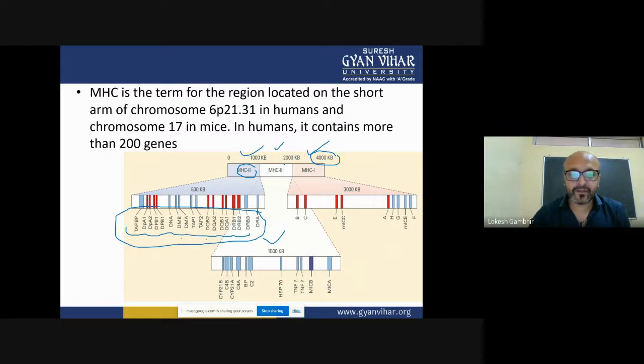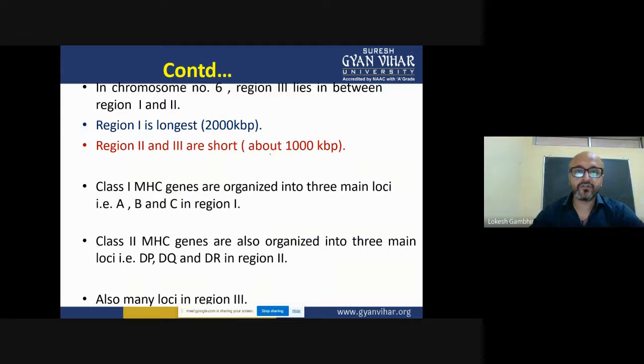Multiple genes are coming together to give rise to a single functional MHC1 or MHC2 that we're talking about. Similar is the case with MHC2. So in humans, it is present on chromosome number 6, whereas in mice, it is present on chromosome number 17. You should have a very clear understanding that the chromosome numbers are 6 and 17, present on the short arm.